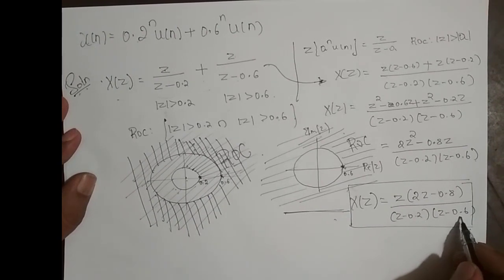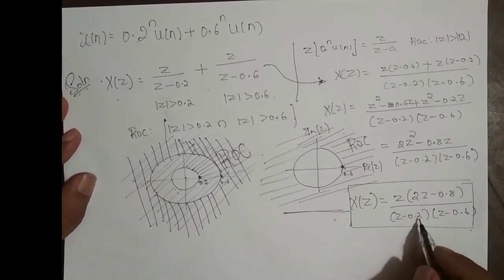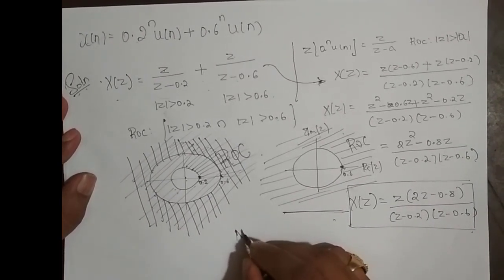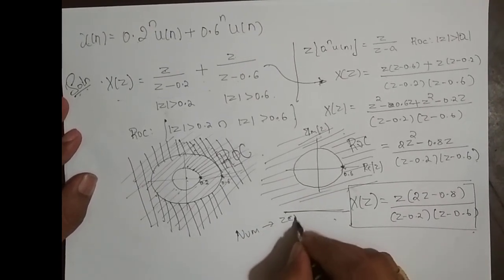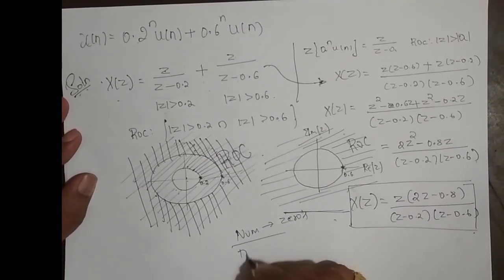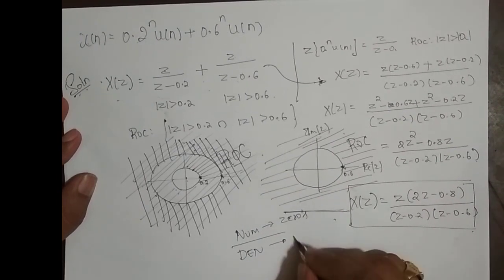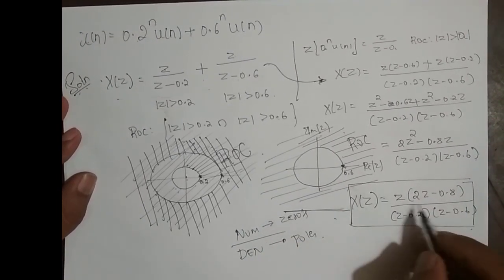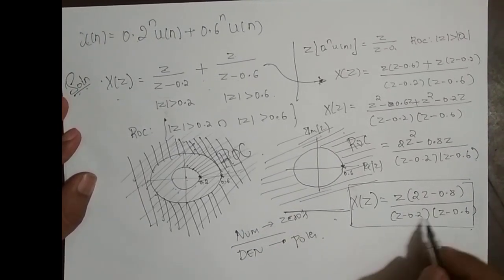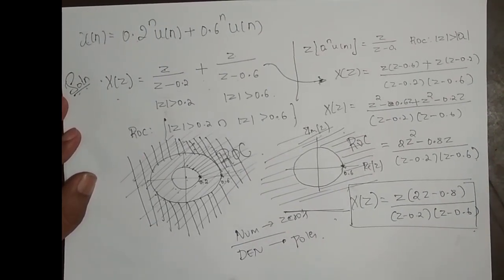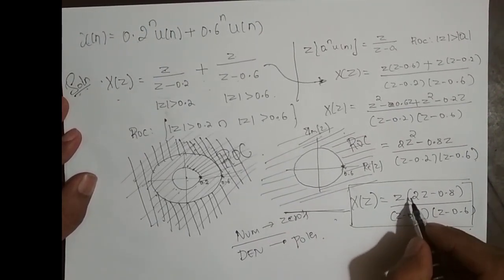Values of z for which the denominator is 0 are poles. So the numerator corresponds to zeros and the denominator corresponds to poles. Values of z for which the numerator is 0 are zeros. Values of z for which the denominator is 0 are poles. Now, how many zeros are there? I have two zeros, right?